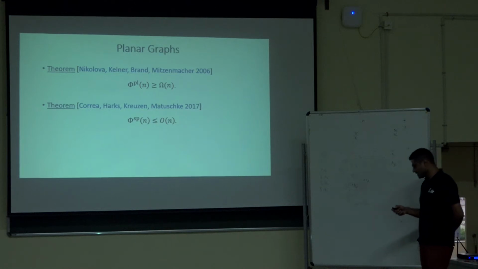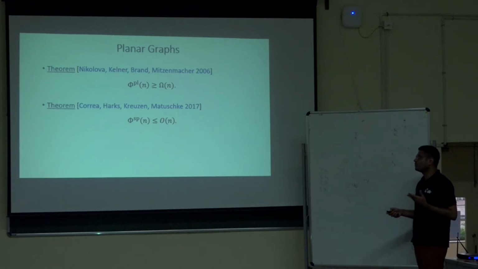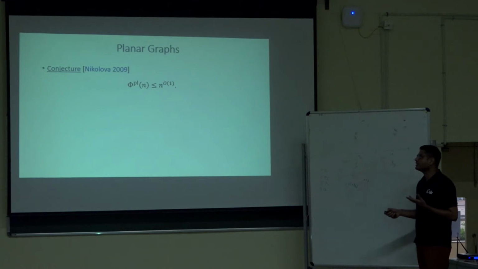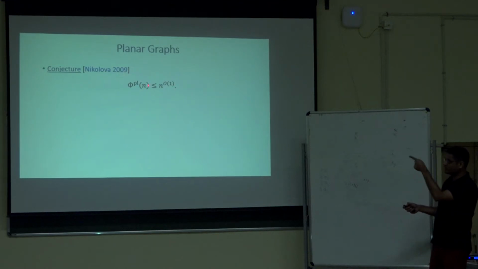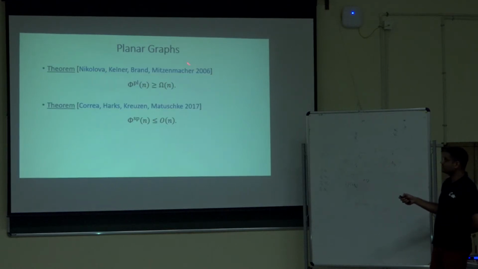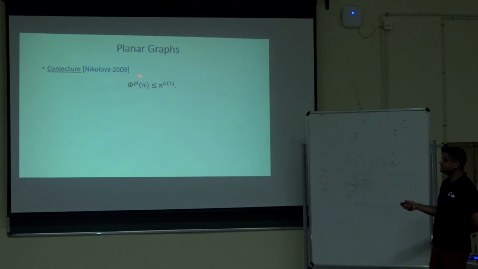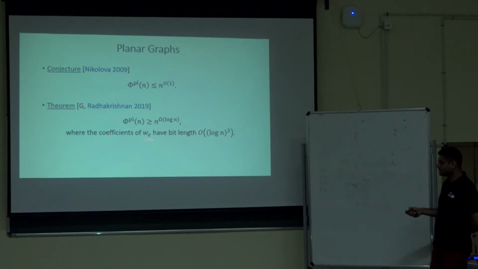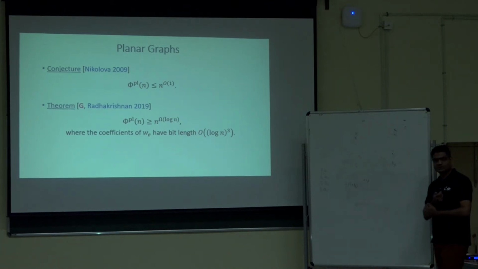So what people expected is that the upper bound for planar graphs will be something like polynomial in n. Nikolova, who was one of the authors in the previous slide, in fact conjectured informally in this paper itself, and in her PhD thesis in 2009, that for planar graphs, this quantity will be bounded by some polynomial in n. And surprise number 2, we showed that this is also in fact n raised to log n, with the same bit lengths as what was there in the Mulmuley-Shah result. Okay.